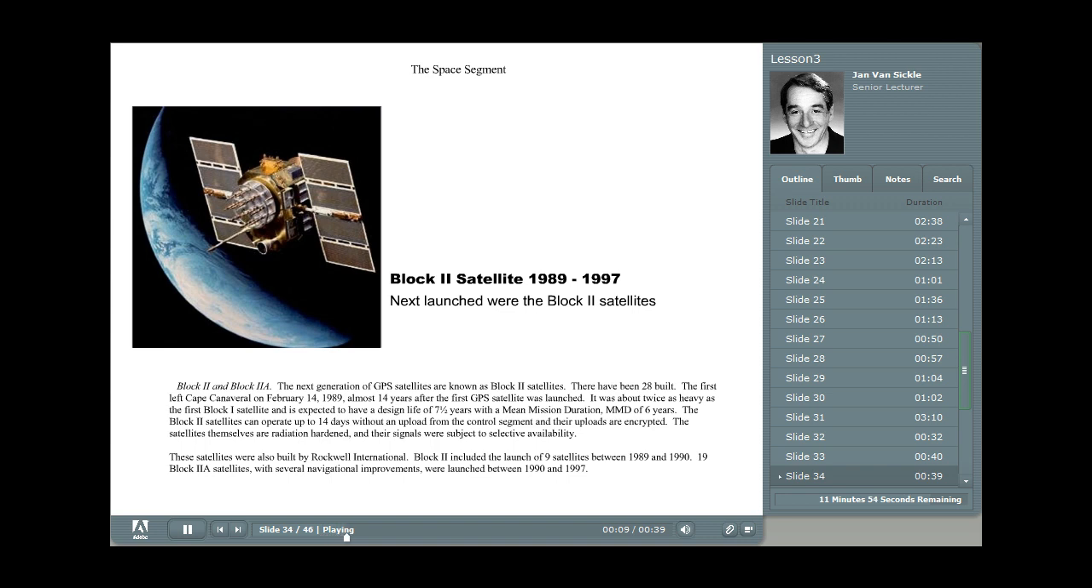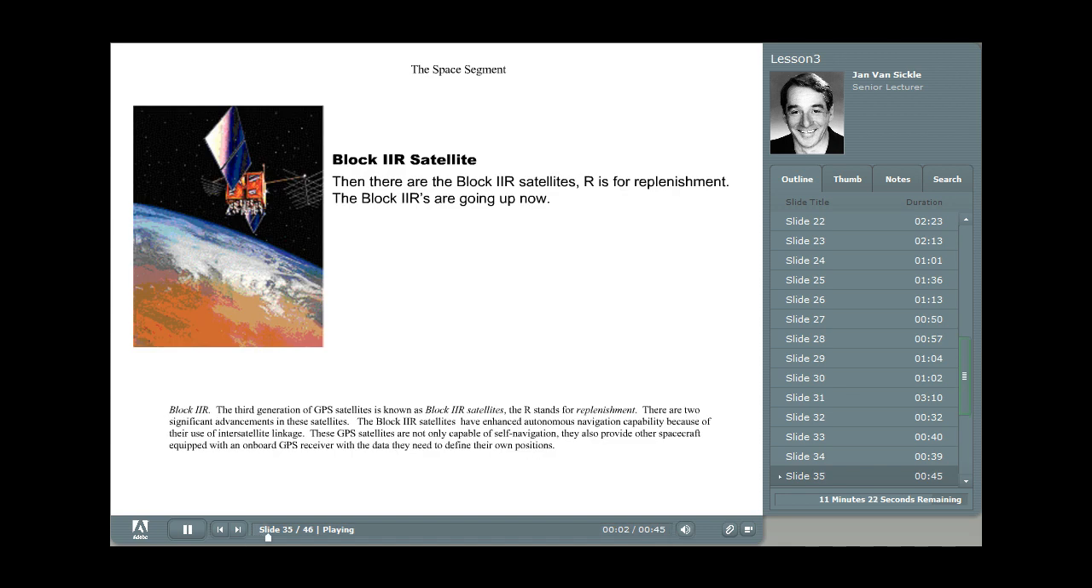Now, the Block 2 satellites, as indicated on the cover page of these lessons, are really the workhorses of the constellation today. There are 28 built, and the first left Cape Canaveral on February 14th, 1989. It's almost twice as heavy as the first satellites, the Block 1s, and has a design life of 7.5 years. Now, the mean mission duration of 6 years is a similar number.